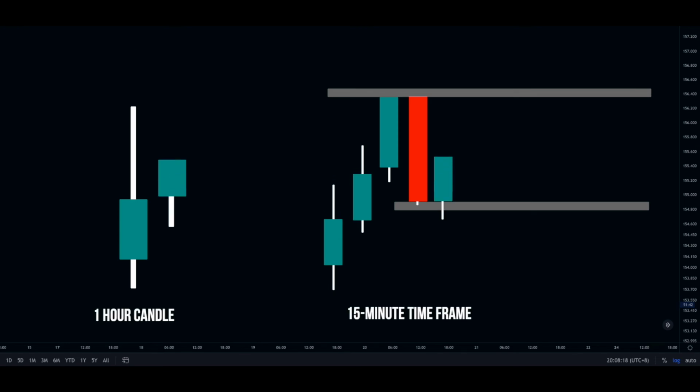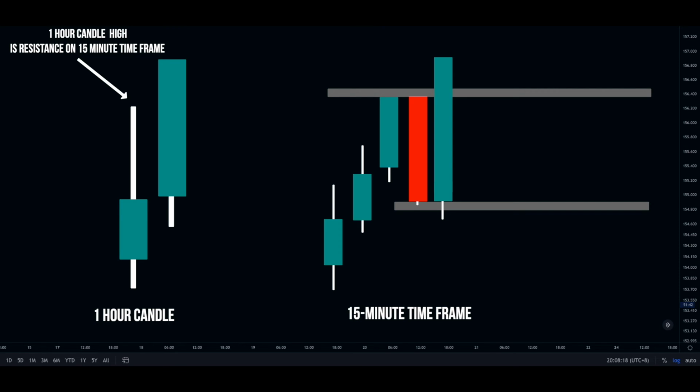1 hour shows us we have another bullish candle that continued up, and on the 15-minute time frame, price created support to continue up. The wick on the 1 hour became support and a range on the 15-minute in order for price to continue driving up. Once we break the high on the 1 hour candle, it translates to breaking the resistance on the 15-minute time frame.